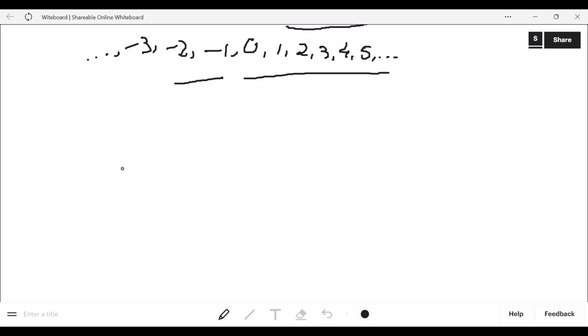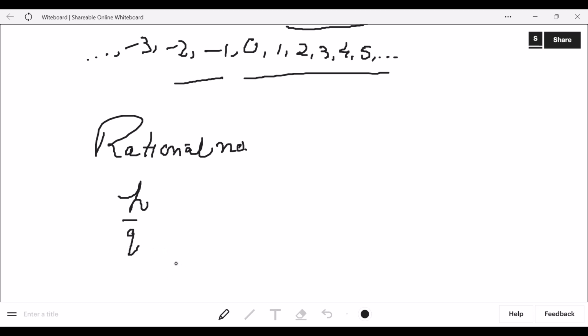And next is rational number. You can note down rational number, right? See, a number that can be written in the form P by Q, where P and Q are integers and Q is not equal to 0, is called a rational number.